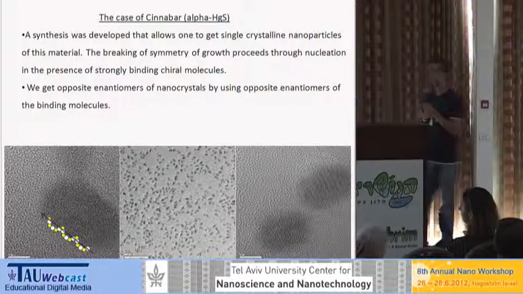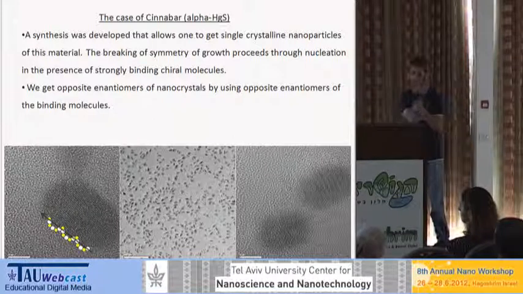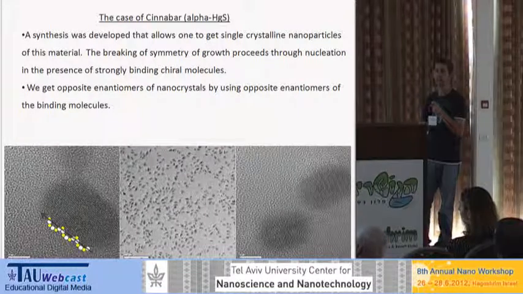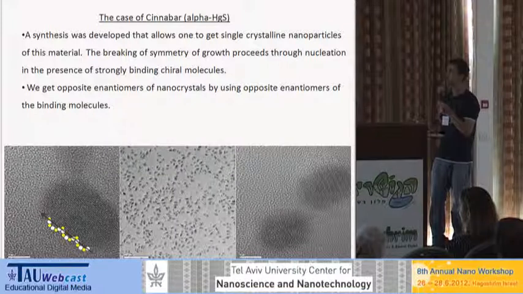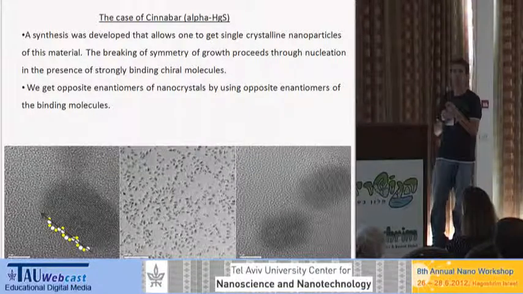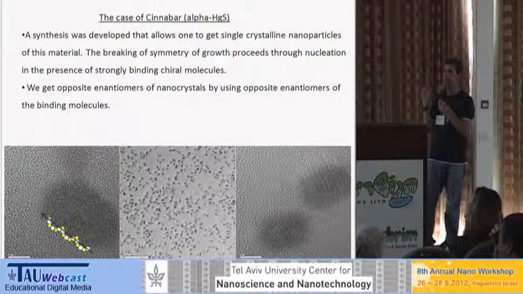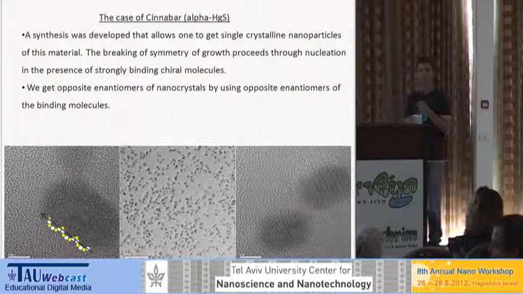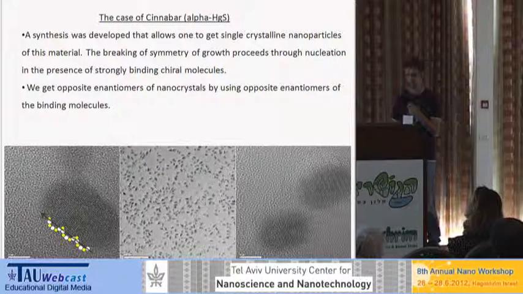So the idea was very much inspired by what biologists and organic chemists know very well, that if you take a chemical reaction in the presence of some chiral molecule which perturbs it, you can direct the outcome of the reaction to one mirror image with a lot of excess. So we try to do the same. And the chemistry we've developed is based on nucleating nanocrystals in the presence of very strongly binding chiral molecules. And in this way, we hope to direct the growth of crystals to one mirror image of the nanocrystals.